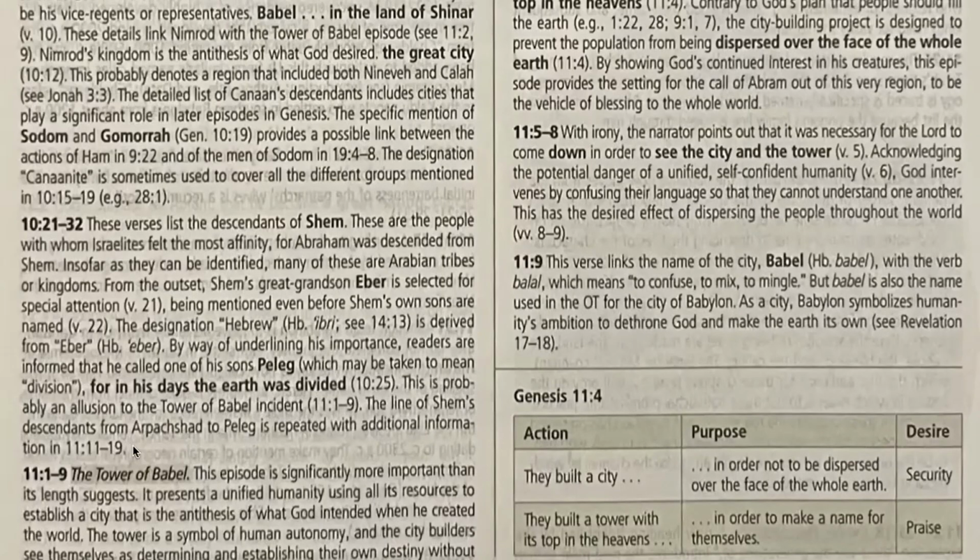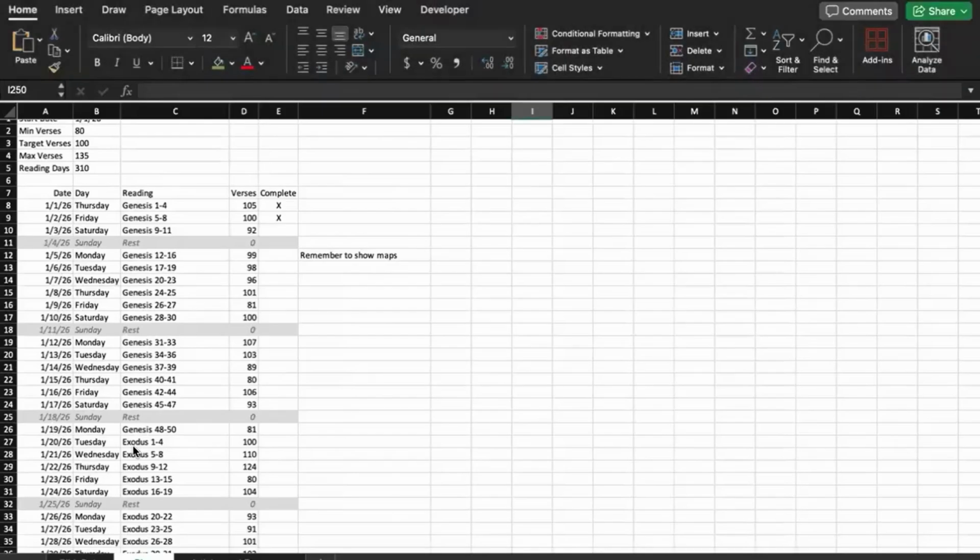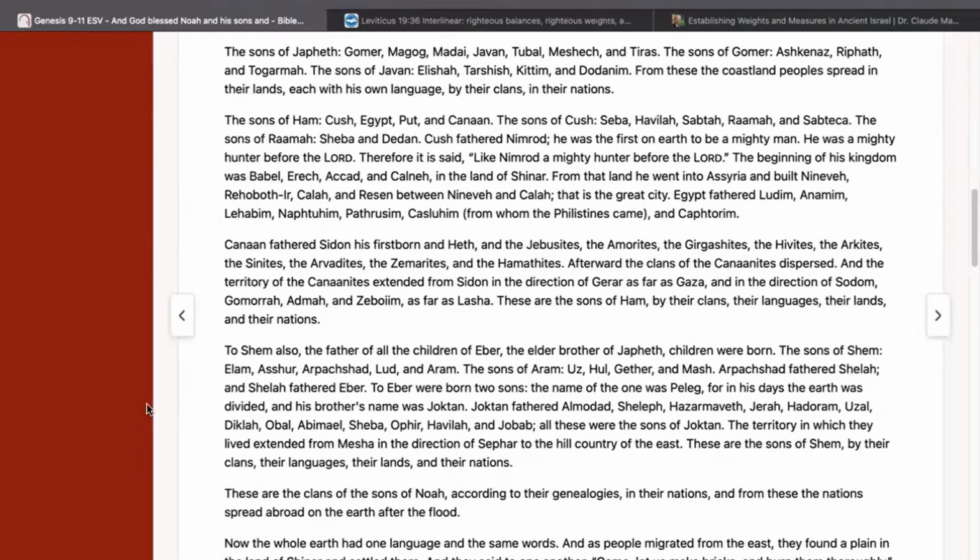All right, give me a second. Let's head back real quick. I want to see. Shem also the father of all the children of Eber, the elder brother of Japheth. Children. Oh, okay, wow. See, little things, man. I kind of breezed past that. I wouldn't even have noticed, right?